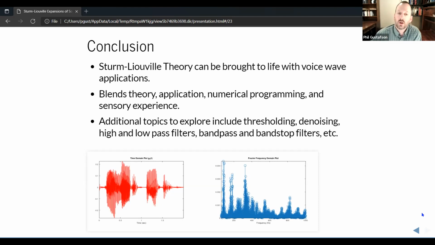You can explore frequency filtering applications in the coefficient domain over here. You can zero out certain coefficients. You can try to denoise your signal by zeroing out small coefficients in this blue graph, and then reconstructing an approximation to your original sound wave and seeing how that sounds.